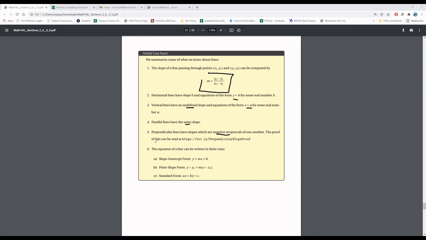We also know that we can write the equation of a line in 3 different ways. We can use slope-intercept form, y equals mx plus b, our old friend. We can use the point-slope form, y minus y1 equals m times x minus x1. And we can also write it in standard form. That's something we're going to do in chapter 2, but we will use this in chapter 3.